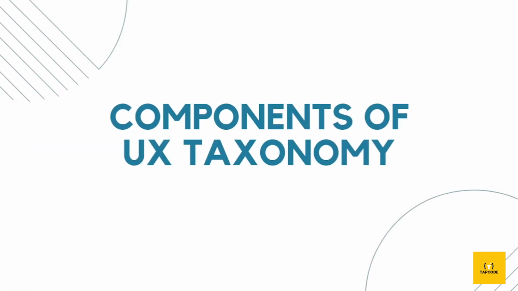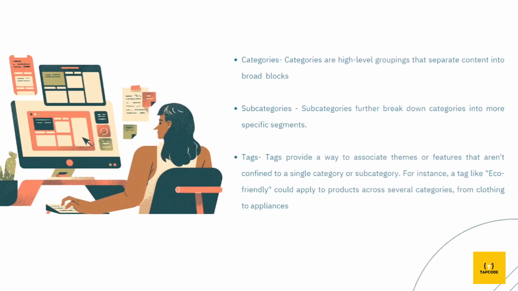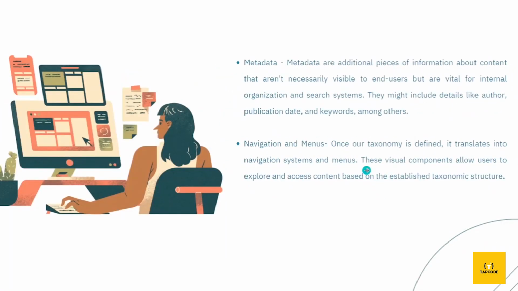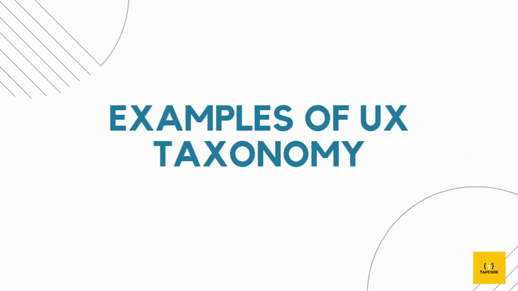What are the components of a UX taxonomy? There are many components of a UX taxonomy, but in this particular module, we will talk about one main component, which is tags. Some of the components of a UX taxonomy include categories, subcategories, tags, hierarchy, relations, metadata, navigation, and menus.